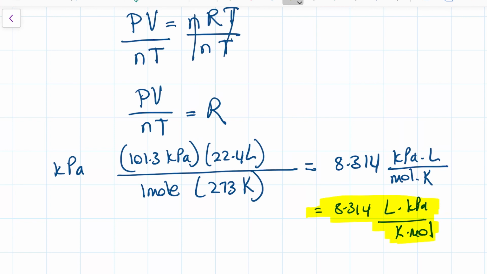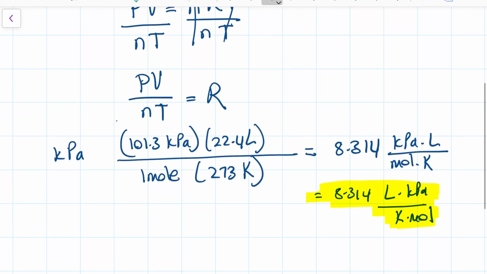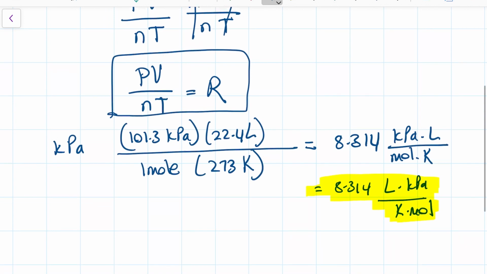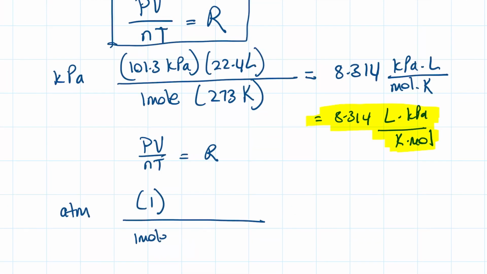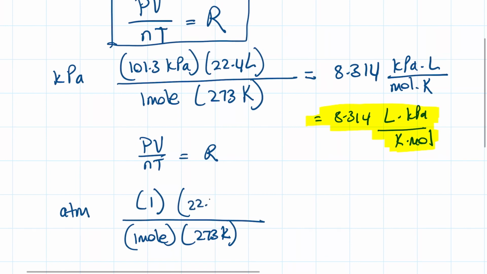But a lot of times we do these problems when we have atmospheres. So using the same formula up here, let's calculate R when we have atmospheres. Well, what is standard pressure in atmospheres? Standard pressure in atmospheres is 1. Remember, I'm using this equation again, and I'm solving for my R value when I have atmospheres. So for P, I'm going to put in 1. I'm going to have 1 mole again. My temperature is going to be standard, 273 Kelvin. And since I have 1 mole, I have 22.4 liters.